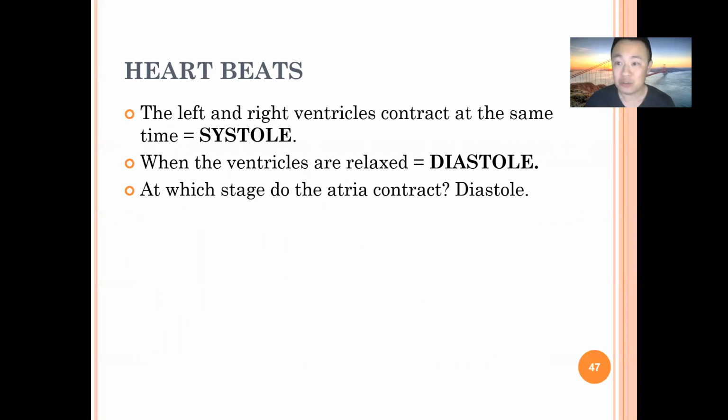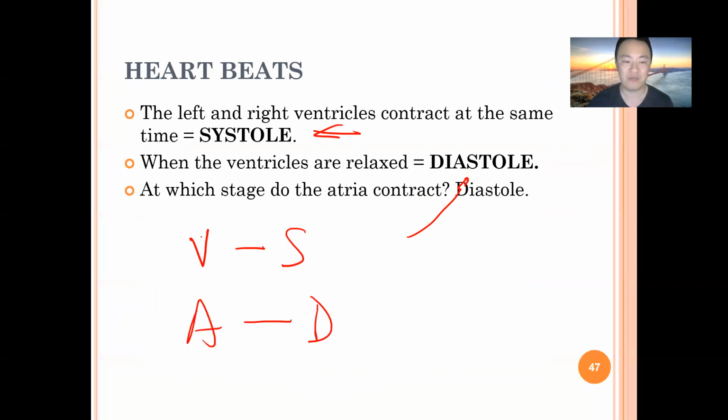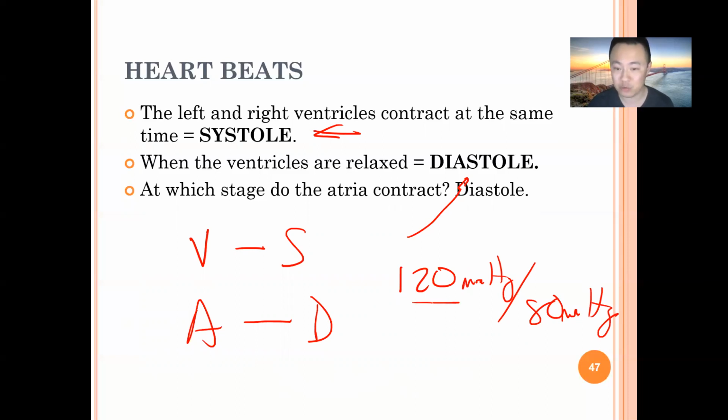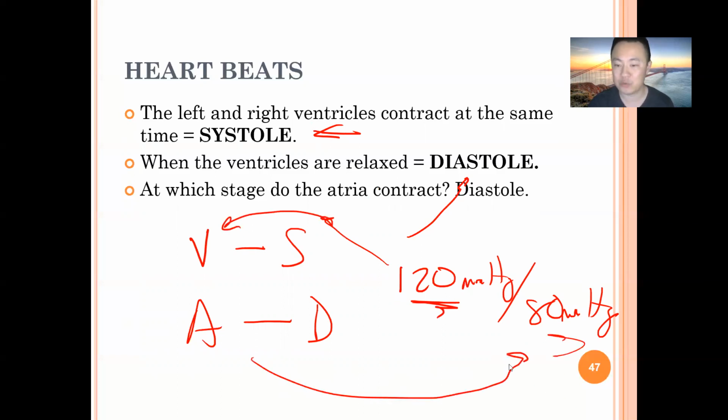Now, when the ventricles contract, it's called systole. When the atria contract, it's called diastole. So I use V to S as A to D. Okay, ventricles, systole. Atria, diastole. And when you're measuring blood pressure, okay, think about the left ventricle being the strongest force in pump. So here it is, 120 is pretty strong. That must be the ventricular contraction. The second number here is always the atrial contraction.